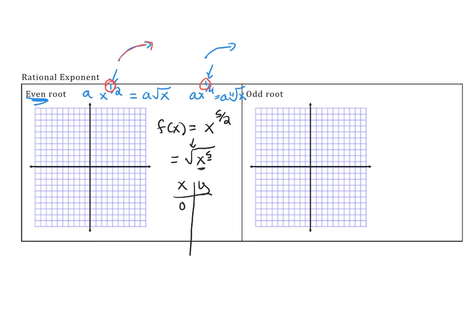So let's start. I can do 0, 0. If I plug in 1, still get 1. Let's plug in 2. 2 to the 5th is 32, so the square root of 32 is about 5.6. Right here, so we can graph from there. It goes like that.